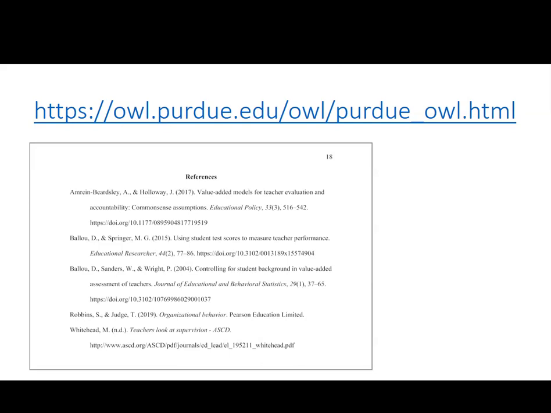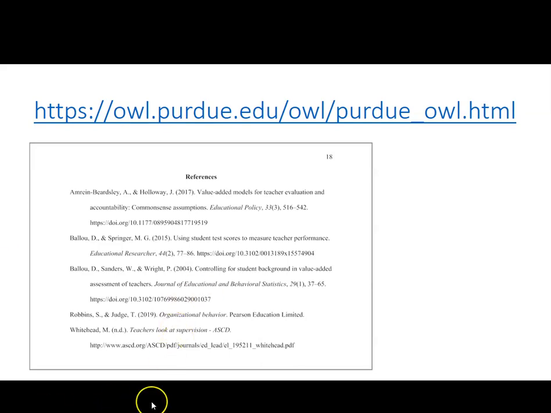This website, OWL, Purdue, it's the Online Writing Lab, I think, from Purdue. This is the go-to source for how to write. So check out this website. It gives you examples, it gives you formats, it gives you links, it gives you everything you need to know on how to write papers, how to do citations, and how to write references. So check that out.